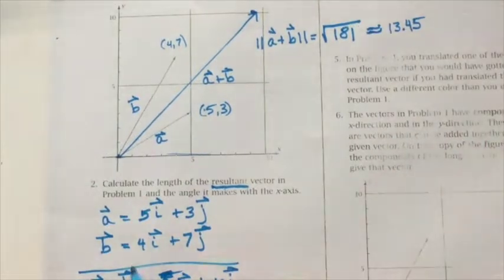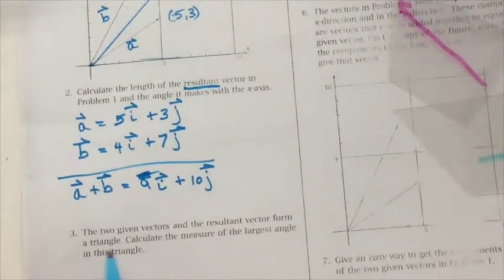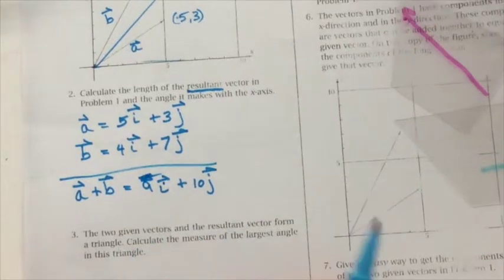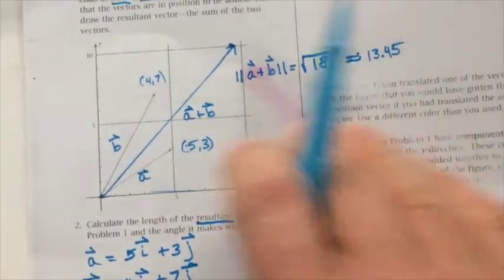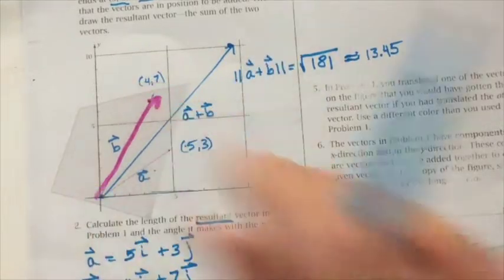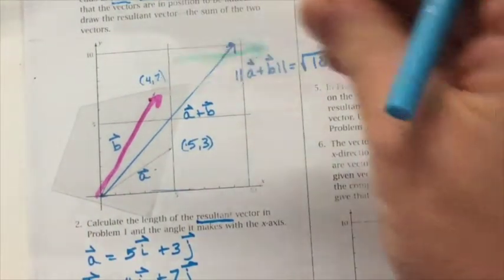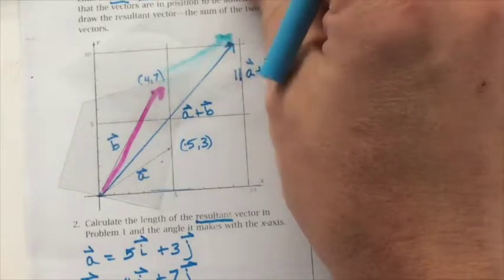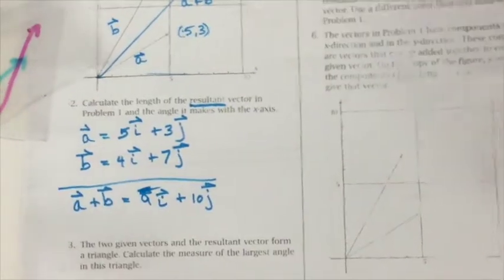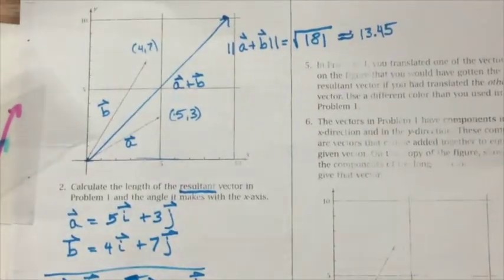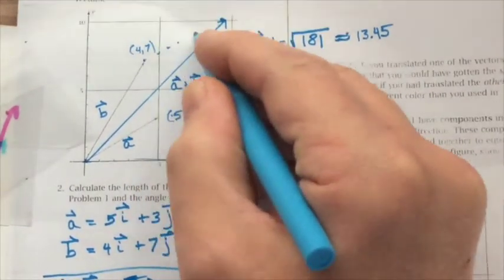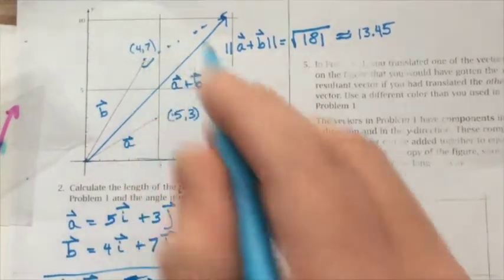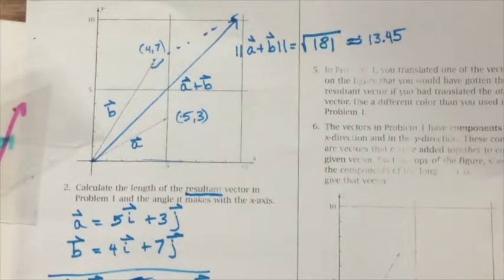All right, so now that's the answer to the first one. Now when it says you got a triangle, what does that mean? I do have a triangle. Okay, so now this is a law of cosines problem. Calculate the measure of the largest angle. That's this one. You should be able to do that.